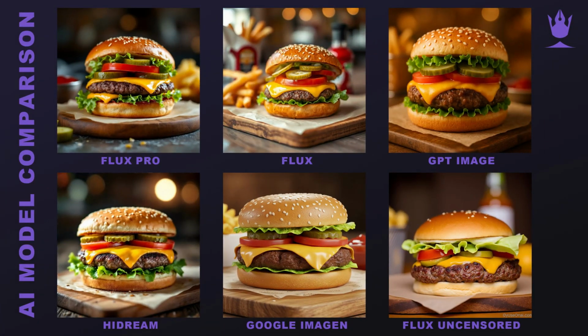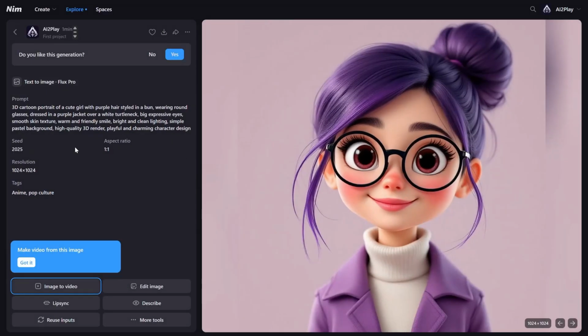Overall, they all do a good job with food photography if you prompt them right, except Google Imagen, which wasn't realistic, and the GPT version, which is too perfect. That green salad looks like a robot made it. Moving on to the next category, cartoon characters.